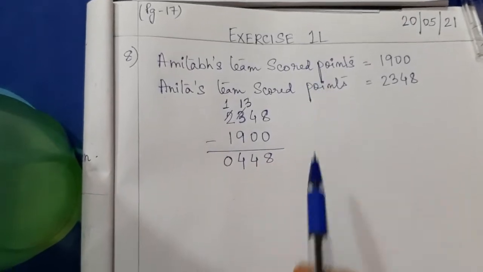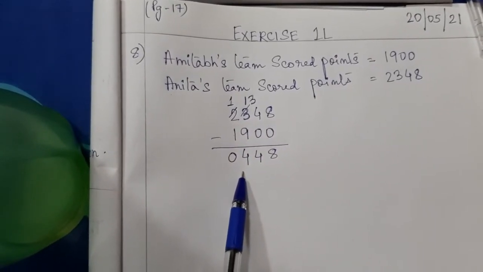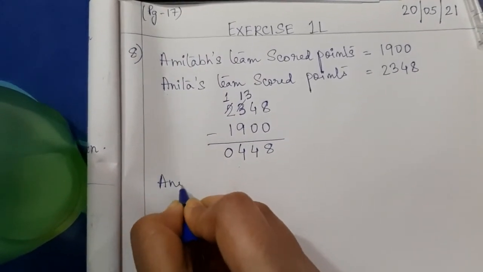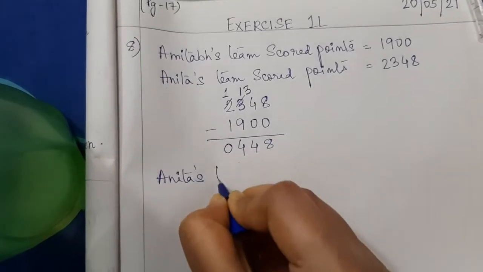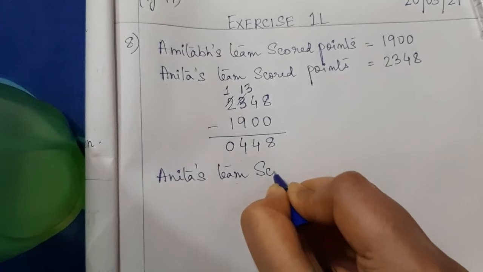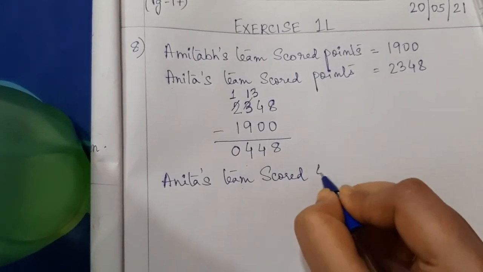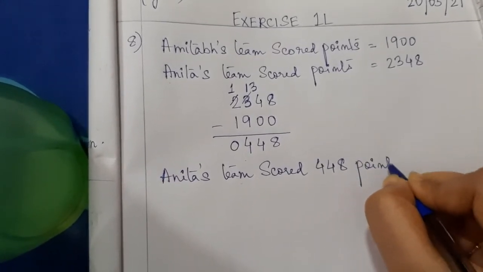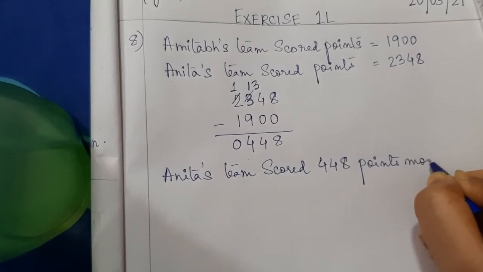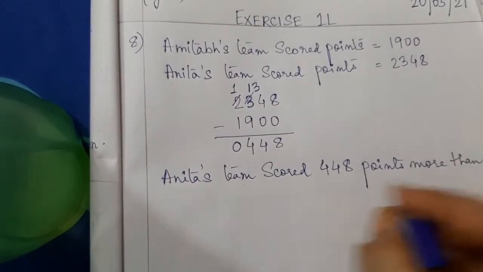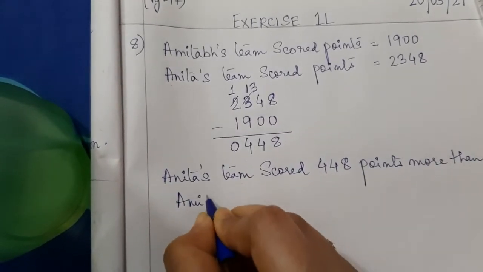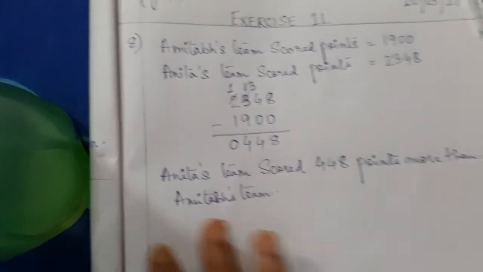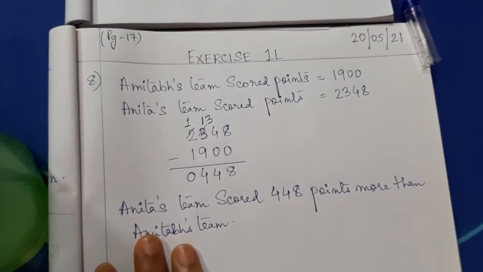Alright. So how many more points did Anita's team score? Anita's team scored 448 points more than Amitabh's team. Alright. So this is the first sum.